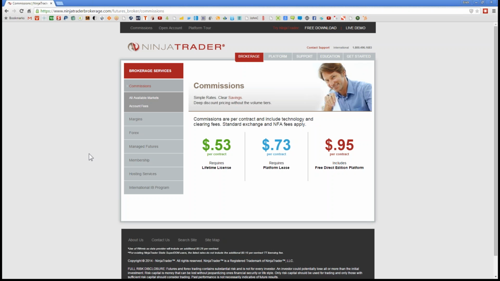So for those that are leasing the platform, it's 73 cents per contract, and for those that want to use the free direct edition, it's 95 cents per contract. Still a very competitive rate within the industry. To me, it comes down to a math problem. If you're a brand new trader, you're not going to be doing a lot of volume, you're trying to keep your costs low, use the free direct edition and pay the 95 cents per contract. Again, still a very competitive rate, but if you're only doing a handful of contracts per month, that isn't going to be a big difference.